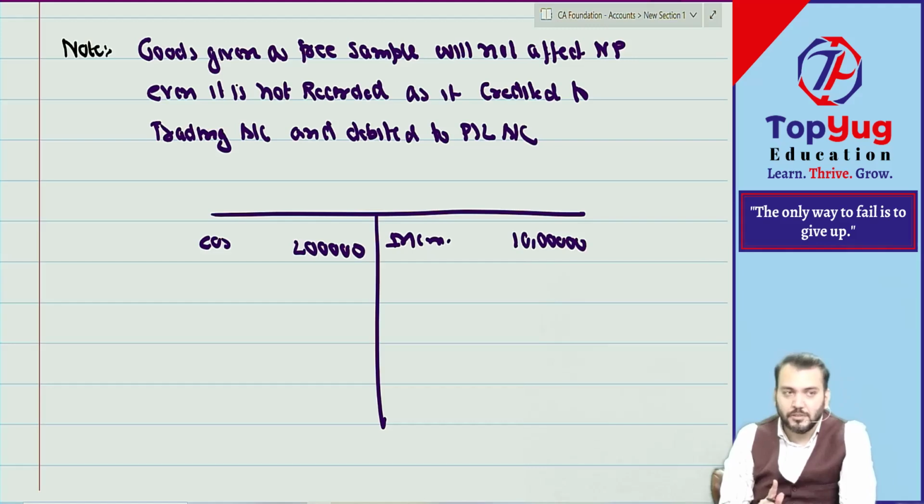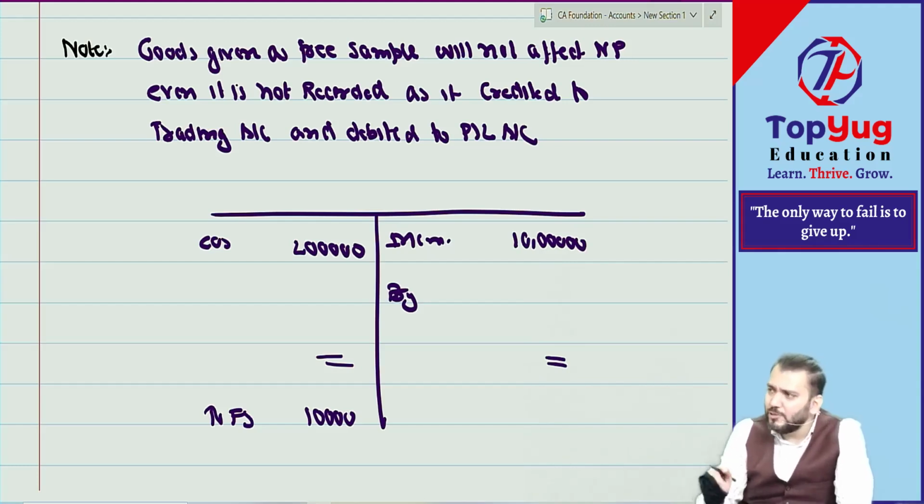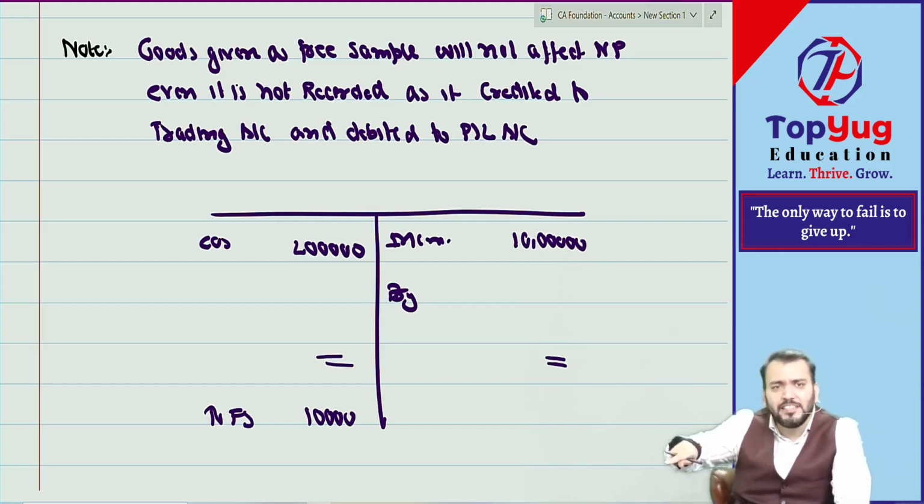Gross profit is 8 lakh. Now there was one pre-sample distributed. What journal entry will we do? Pre-sample will be debited, suppose 10,000. And it will be credited to which account? Credited to purchase or trading account. Either reduce it from purchase or write it on the credit side of the trading account.